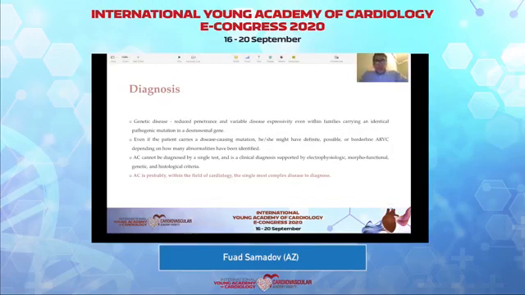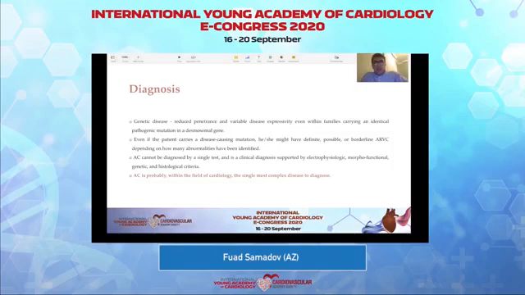Arrhythmogenic cardiomyopathy is a genetic disease, and there is reduced penetrance and variable disease expressivity even within families carrying an identical mutation in a desmosomal gene. Even if the patient carries a disease-causing mutation, he or she might have definite, possible, or borderline arrhythmogenic cardiomyopathy.